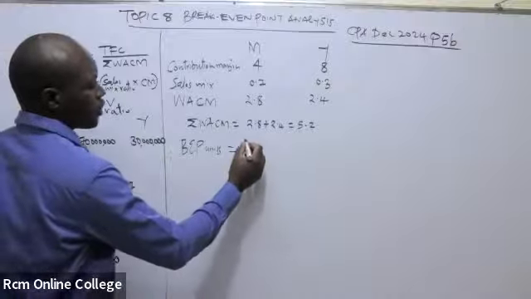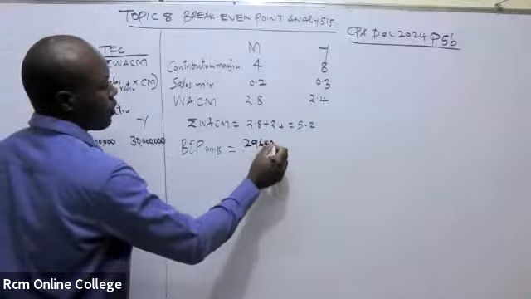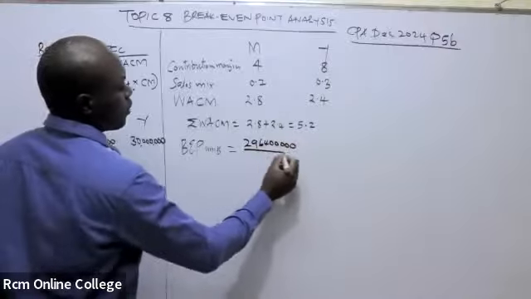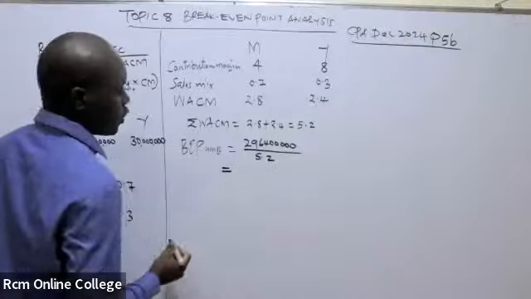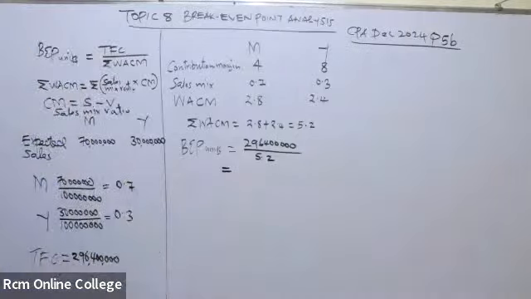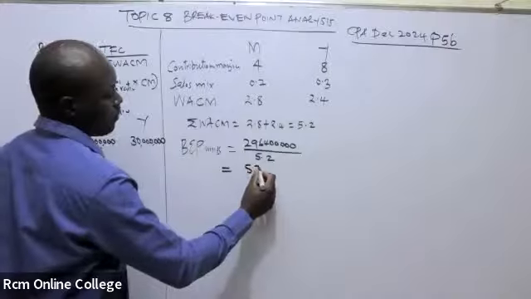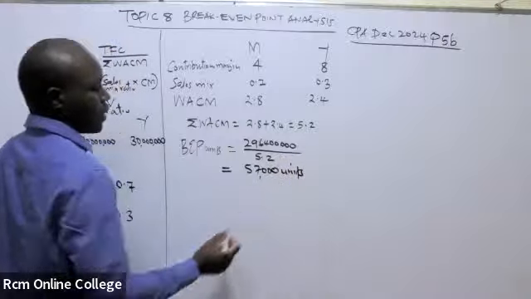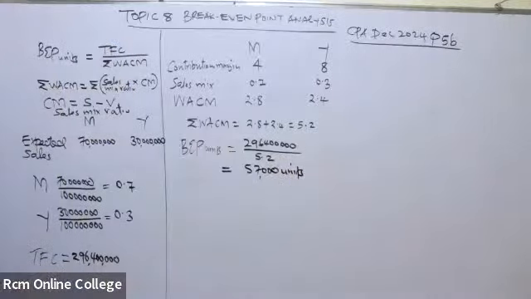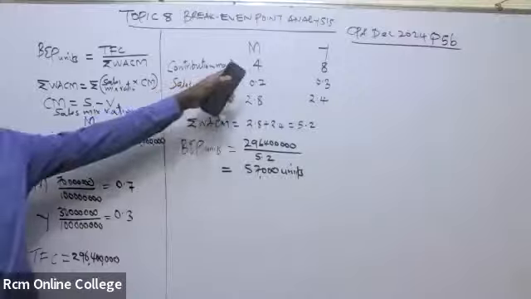So our break-even point is 296,400,000 divided by 5.2. What are you getting as the break-even point in units? For the company to operate at the break-even point, how many units should this company sell? 57,000 units.